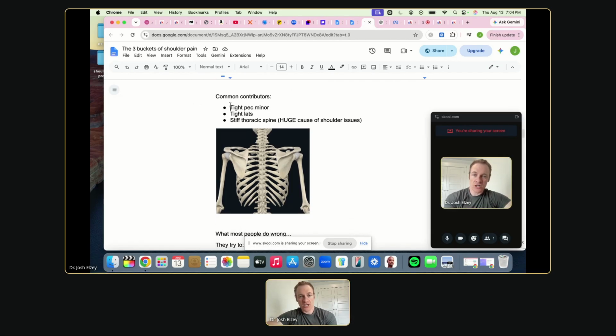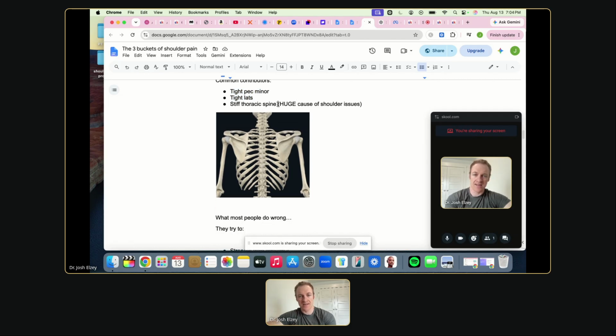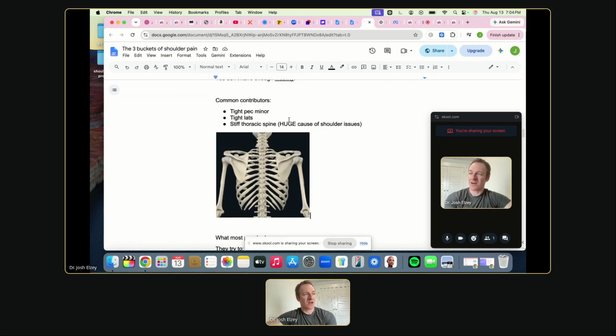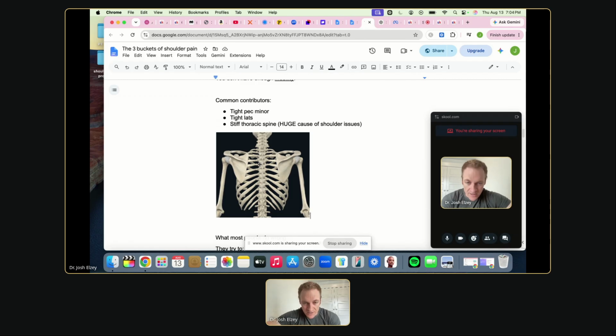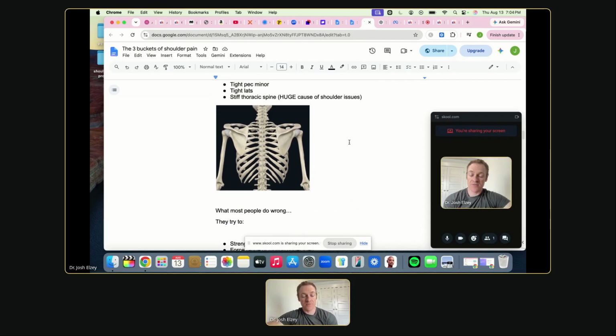But some major common contributors: tight pec minor, tight lats, stiff thoracic spine. This is a huge one for shoulder issues. Most of us are either sitting in our car like this all day long, or sitting at a desk all day long, or looking down at our phone. So for long periods throughout the day, we are hunched over, and our spine, especially our mid back area, doesn't get enough extension or rotation throughout the day. Our spines crave movement.